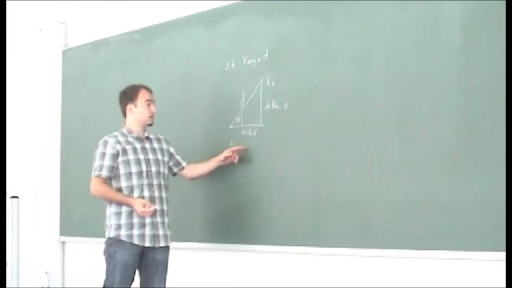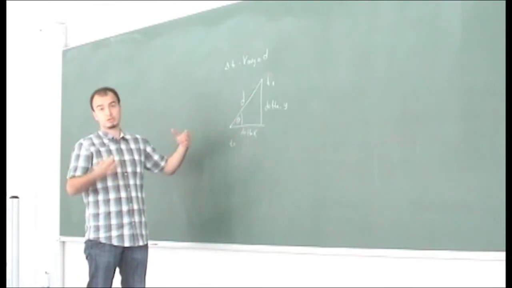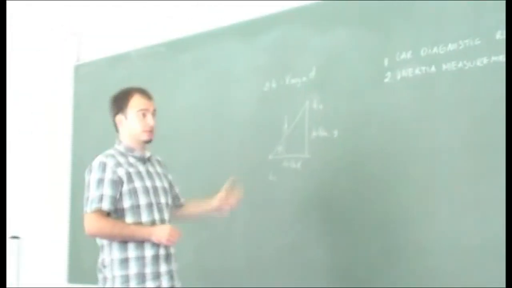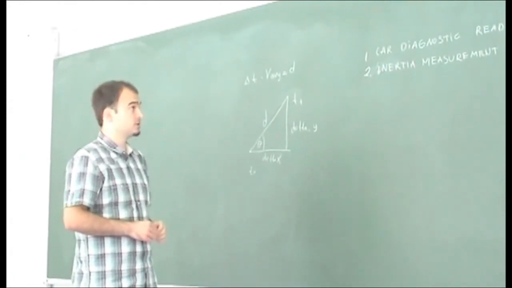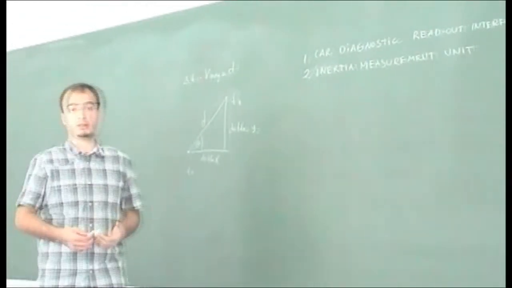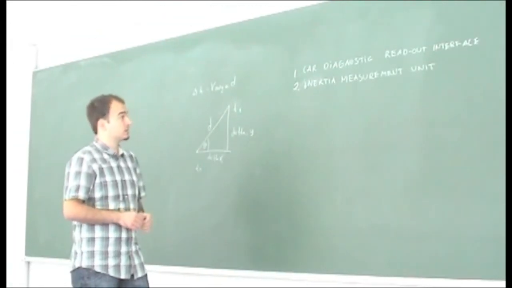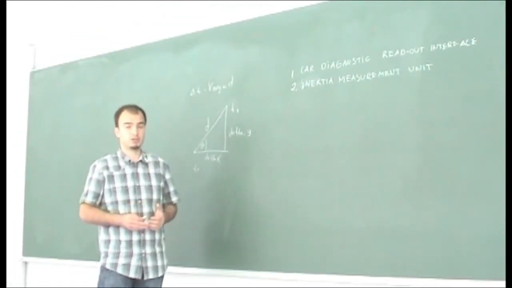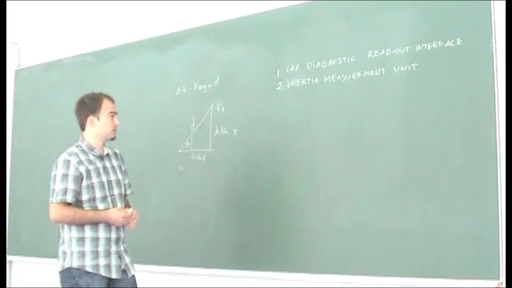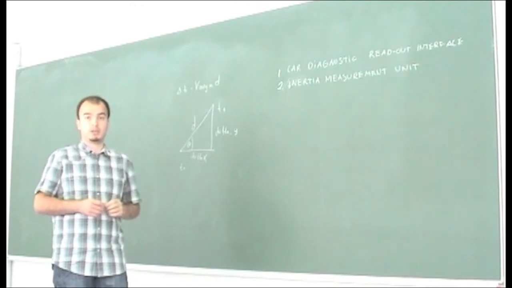And once we compute delta x and delta y, we just add them correspondingly to the starting position or to the current position before that. So the odometry estimate is dependent on two sensors. The first one is the car diagnostic readout interface, which gives us the speed in kilometers per hour and reads this information every second. And the second one is the inertia measurement unit, which gives us the orientation of the car in the form of a quaternion that we later convert to the theta angle used in the further computation.